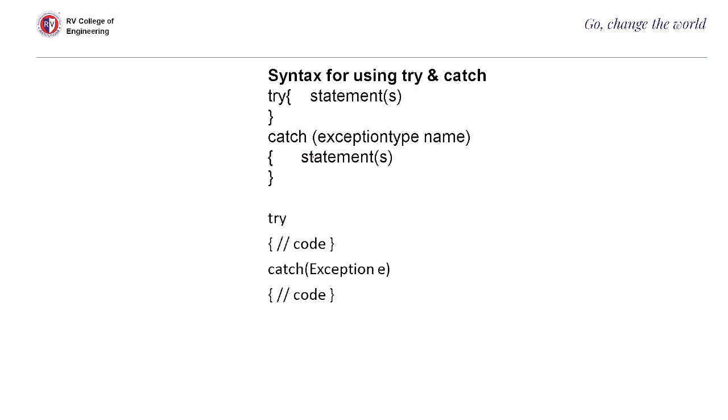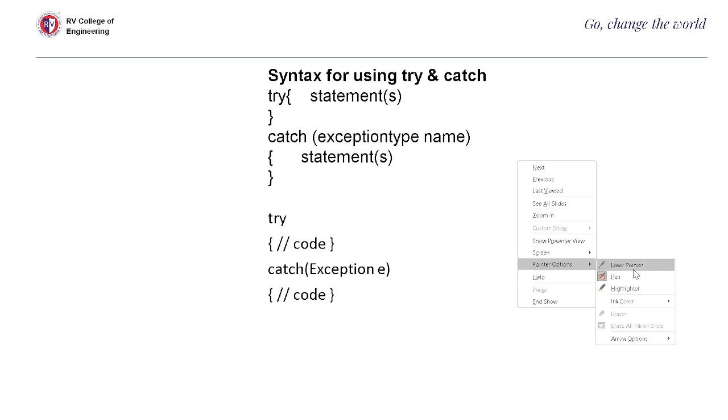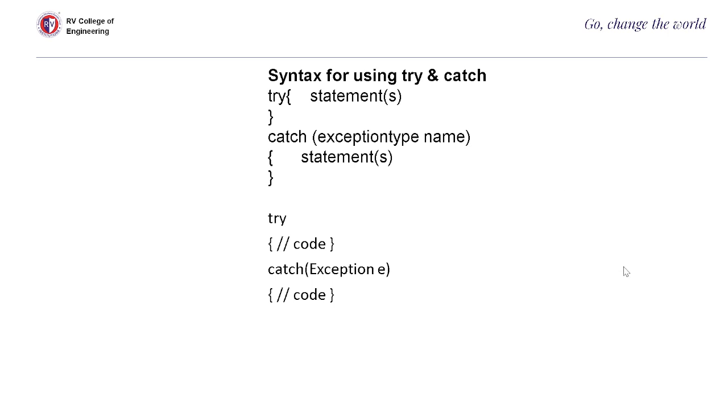Whatever statements we are expecting may raise an exception, where an abnormal condition can happen, those kinds of statements should be inside the try block. If an exception occurs, the catch block will handle that exception. This is the general syntax of a try catch block.